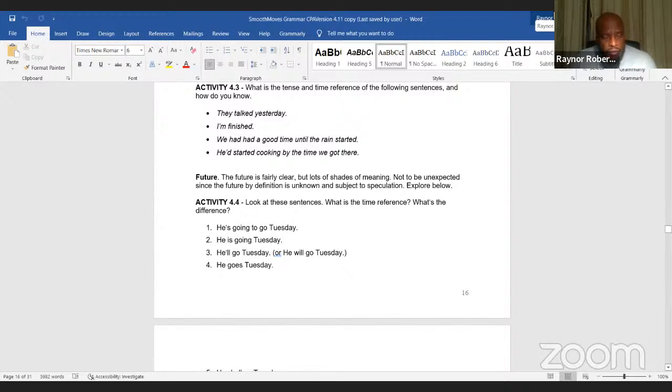To me, the difference between 1 and 3 is that 3 is not as convicted. 1 seems to be much more convicted. 3 seems to be more casual. He'll go Tuesday. He's going to go Tuesday. Like there's a choice here, right? Well, not even that there's a choice. It's just not as strong, because I feel like in that one the decision was made.